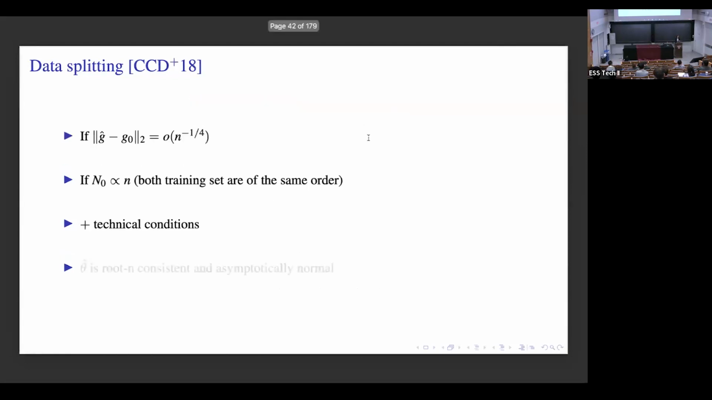And so this means that in general, as long as you can still estimate your nuisance parameter at the slow rate of little o of n to the power minus 1/4, we can still estimate our target parameter at the parametric rate of 1/square root of n. And this is a very nice guarantee.